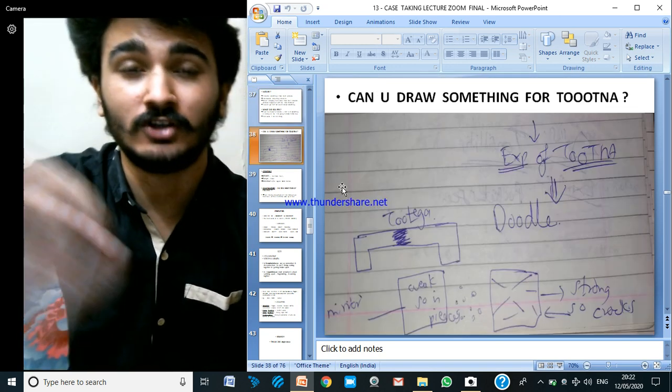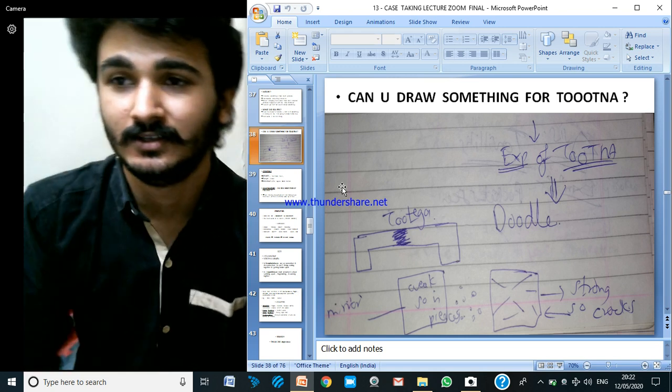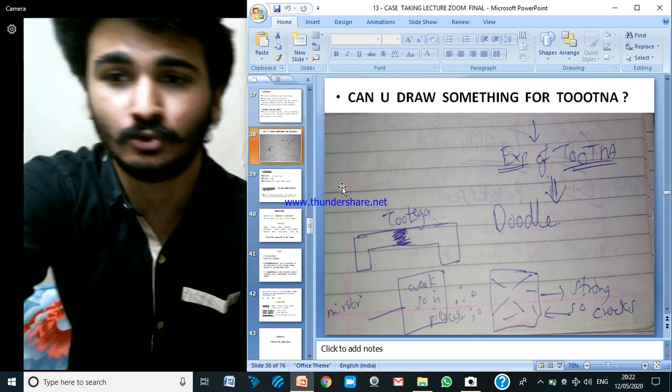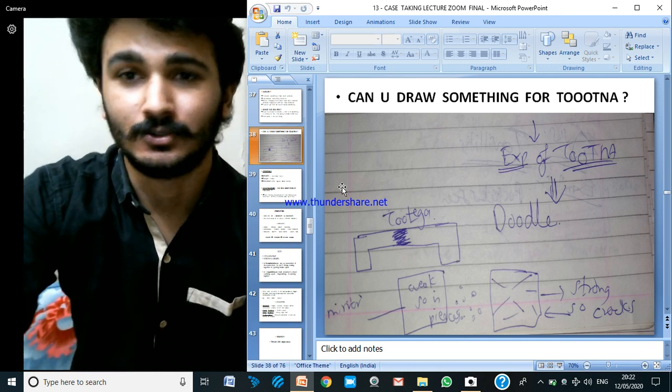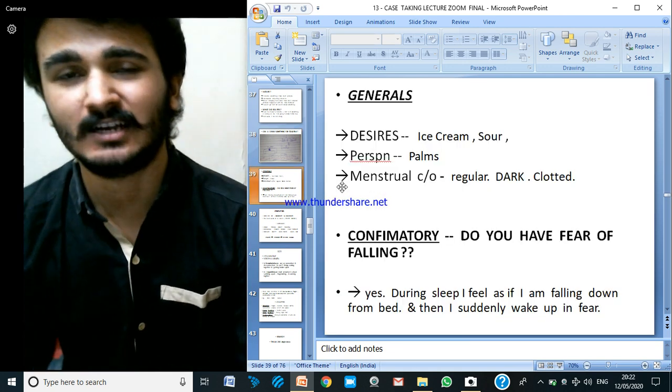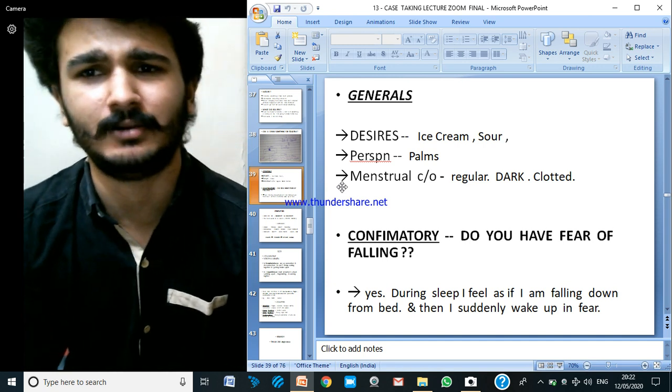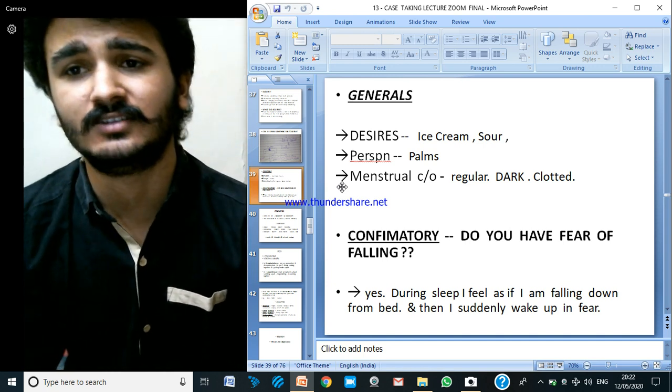And then I asked her to draw something on टूट जाएगा, something on break. And then she drew this. Table टूटेगा. Again the mirror, it will be in pieces. If it is strong, there will be cracks. You can see. Then I was confirmed, I was now sure about the remedy. Then I asked her about everything, the details.